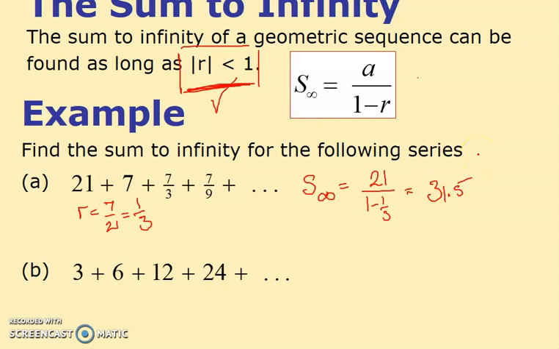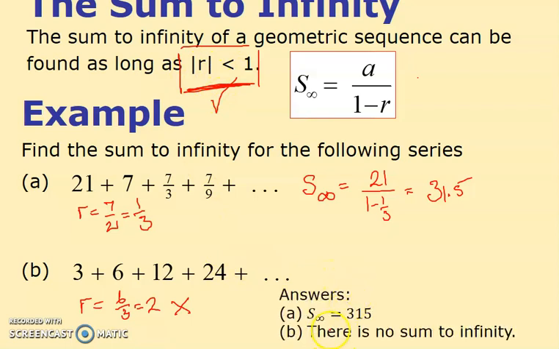Second one, find the sum to infinity. What is it here? So I find my r. 6 divided by 3 is 2, and therefore it's too big. It doesn't fit this rule. So I don't think there is a sum to infinity. And good, it does say there's no sum to infinity.